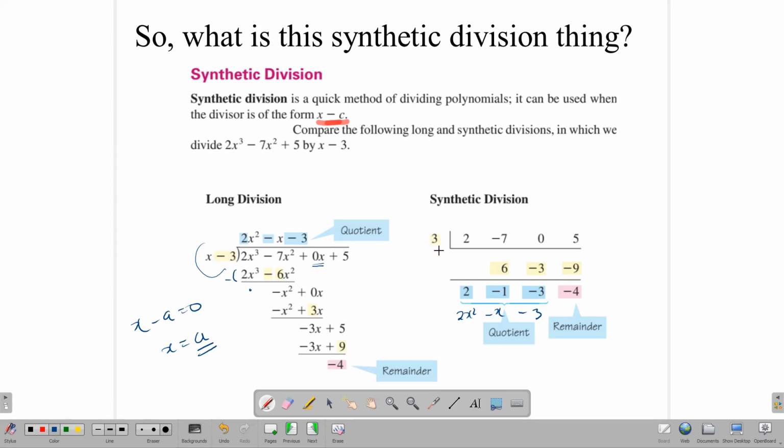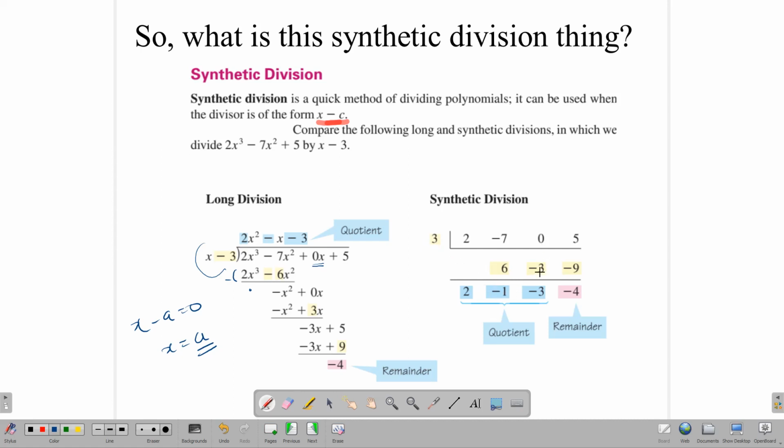All right, so in synthetic division, we set up our algorithm like this. So here's the number that we're using to start. Here are the coefficients of our terms. And what we do is that we take this 3, we multiply that by 2. So 3 times 2 here would give us 6. Then we add 6 and negative 7. That would give us negative 1. Then we multiply that negative 1 by 3. This 3 times negative 1 is negative 3.